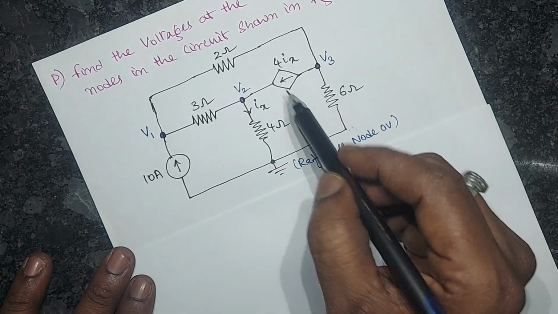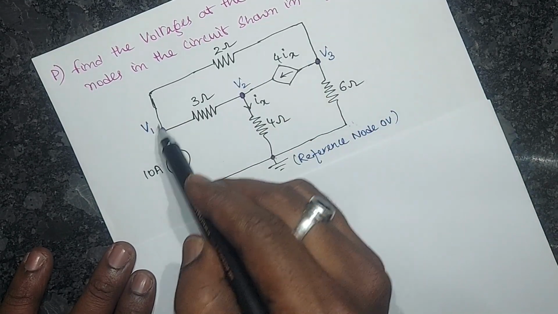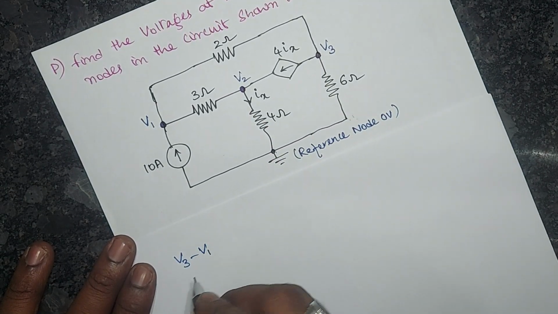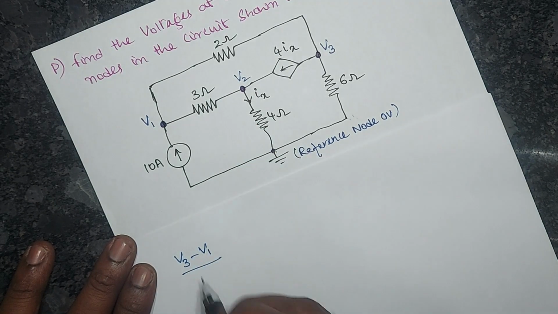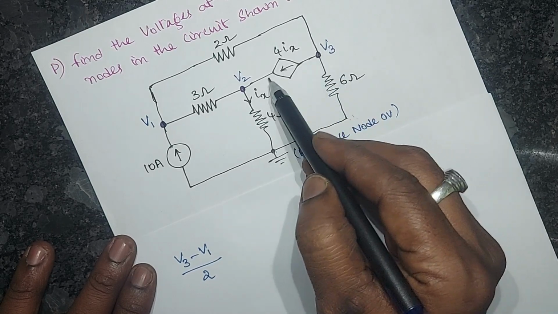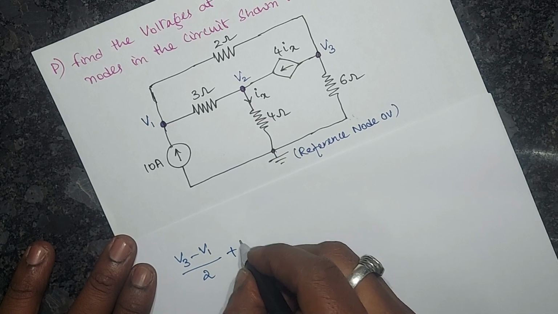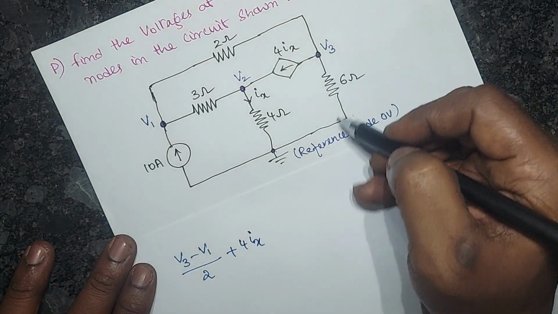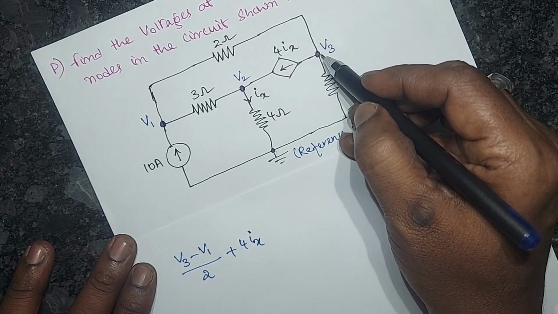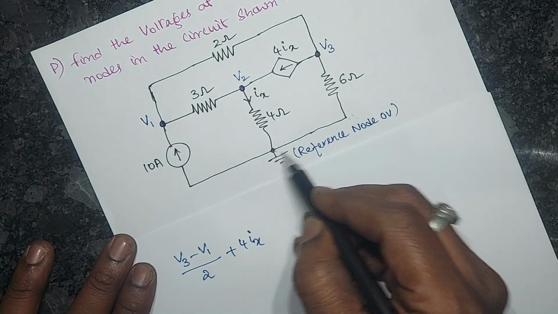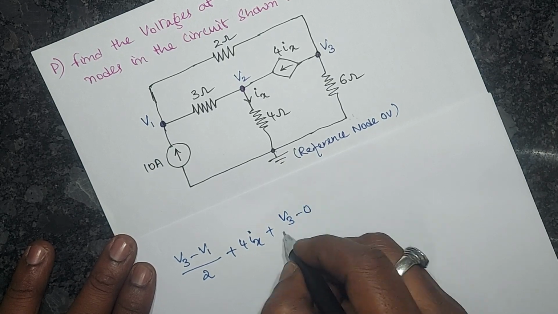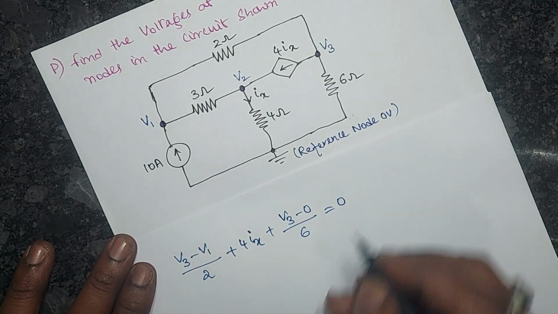At node 3, 3 branches are connected. So V3 minus V1, that is the potential difference, V3 minus V1 divided by 2. Next, the current is leaving from this node, 4ix, so plus 4ix. And here what is the current? V3 minus 0. Why? Because a 6 ohm is connected between the third non-reference node and reference node 0. So what is the potential difference? V3 minus 0 divided by 6, which is equal to 0.